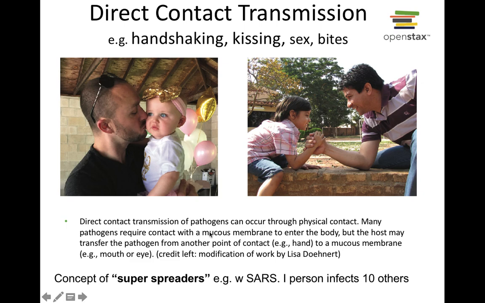Direct contact transmission of pathogens can occur through physical contact. Many pathogens require contact with the mucous membrane to enter the body, but the host may transfer the pathogen from another point of contact, like on their hand, to a mucous membrane, the mouth or the eye, right?